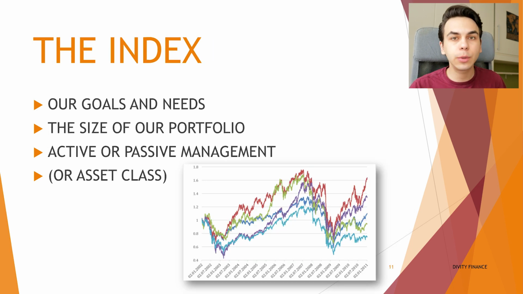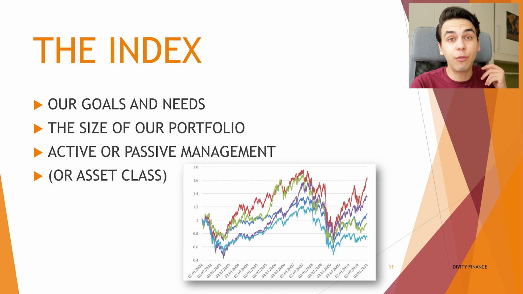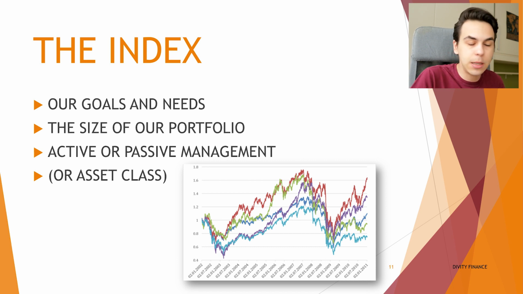The index. How do we choose the index? Well, of course, it depends on our goals. As we said in the video, investments are something very, very personal. Therefore, if you want to choose the index, you need to look at your goals. So at this point, you will understand: do I want to invest in the S&P 500? Do I want to invest in the STOXX 600? Do I want to invest in the technological sector? And so on and so on.